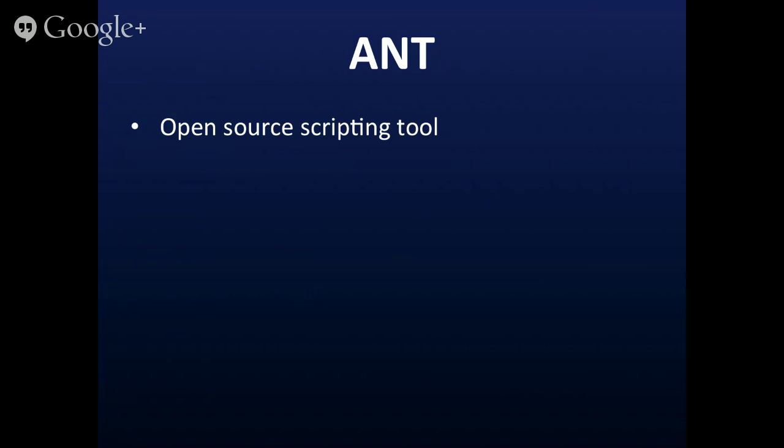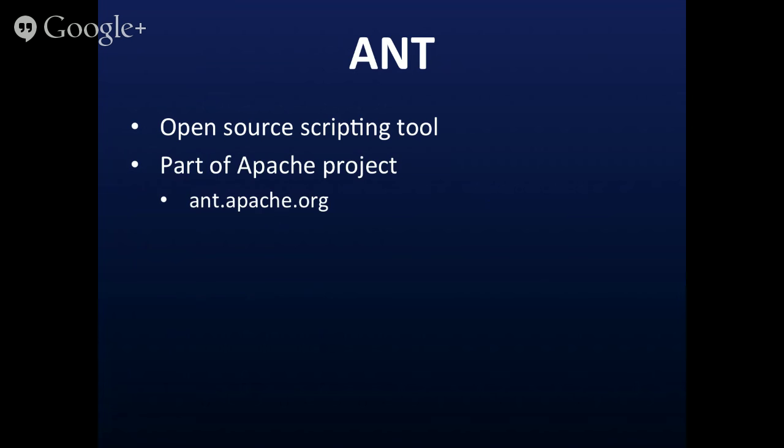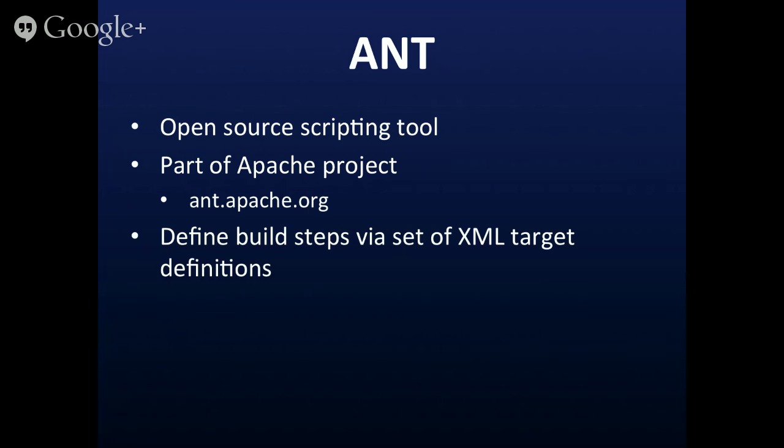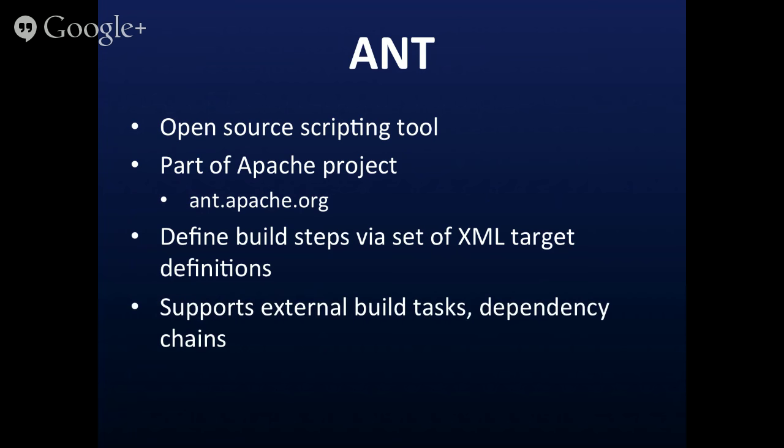Ant. How many people have used Ant? Good amount. Okay. So Ant is an open source scripting tool. It's part of the Apache project of open source stuff. There's dozens and dozens of components to all the Apache stuff, so you can get to it. It's out on ant.apache.org. And Ant basically allows you to define a set of build steps through XML target definitions. We'll take a look at the build file, and I'll show you all this stuff.